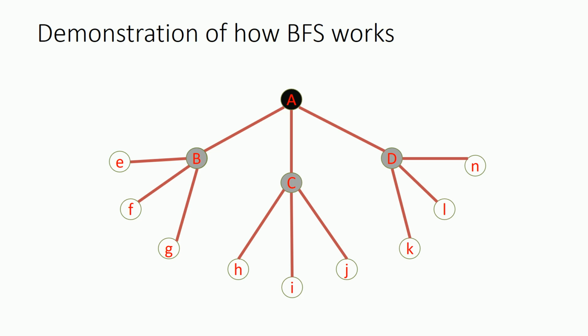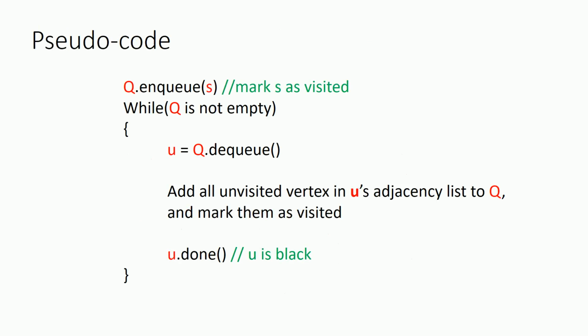Alright, let's now look at the pseudocode for the breadth first search algorithm and try to understand how it works. Now in breadth first search, we are going to use the queue data structure. A queue is just like real world queues in our grocery stores. The first one in the queue will be served first. Hence, we call this a first in, first out data structure.